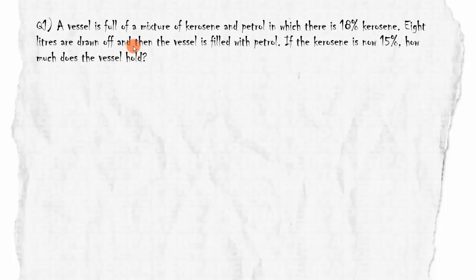Question 1. A vessel is full of a mixture of kerosene and petrol in which there is 18% kerosene. So we have a vessel which has kerosene and petrol. The concentration is 18% kerosene, and 8 liters are drawn off. So we have taken out 8 liters of this. Initially, if the quantity was X, now since we have taken out, the quantity is X minus 8. That is, if we had X liters, when we take 8 liters out, this portion will be empty.